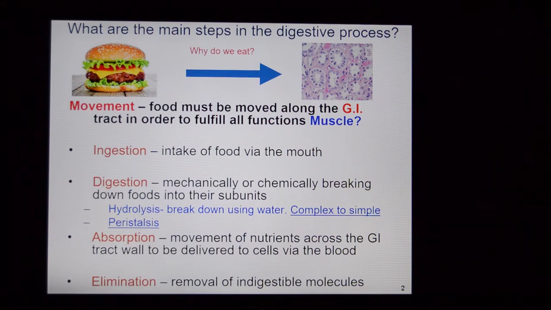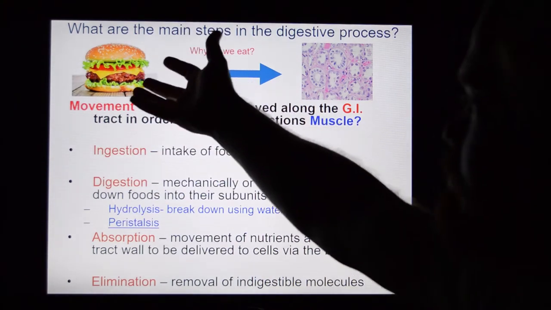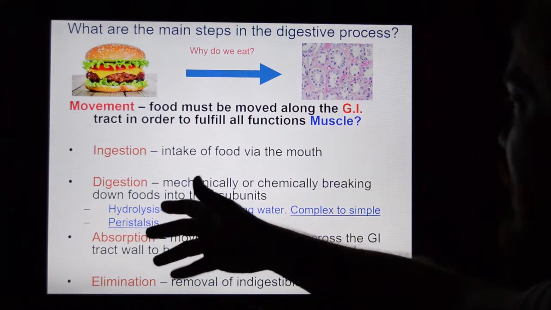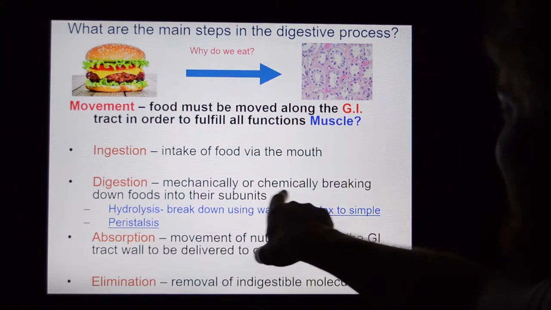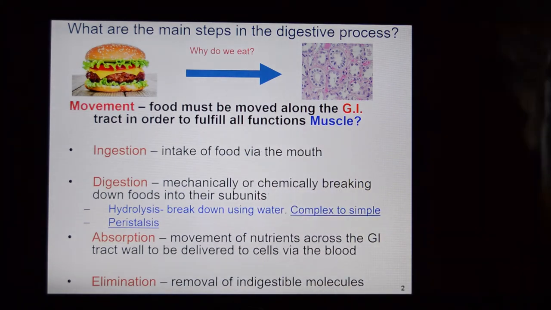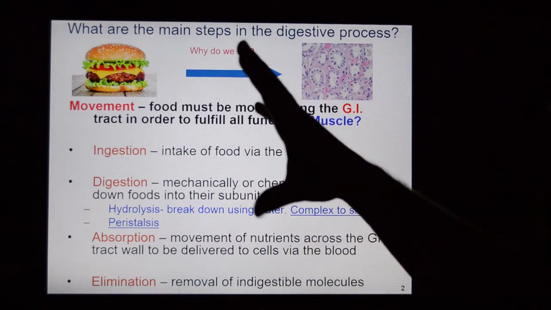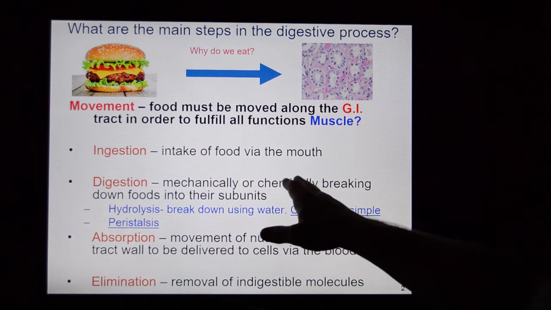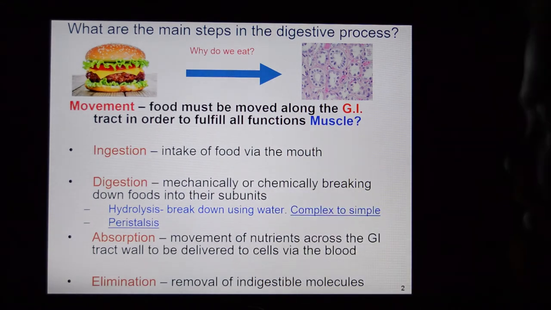The goal is fourfold. We have ingestion to bring that into the body, then digestion, first mechanical, then chemical. Wherever I have chemical on here, it's chemical all the same. Mechanical means to break it up into smaller pieces. So you take that burger and you break it up into smaller pieces. We do this by chewing. We do this by the grinding motions of the stomach. And then we have to break it down chemically. So we take its macromolecules and we break those down into more simplistic molecules using enzymes specifically and some other chemical means like the acidity of the stomach.